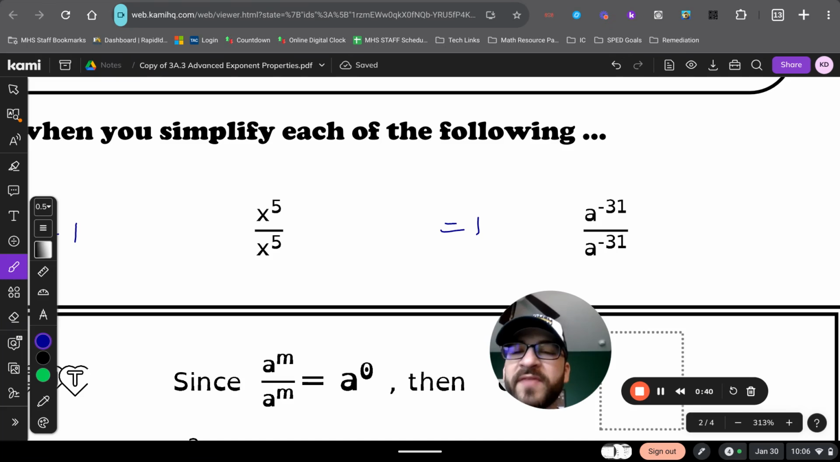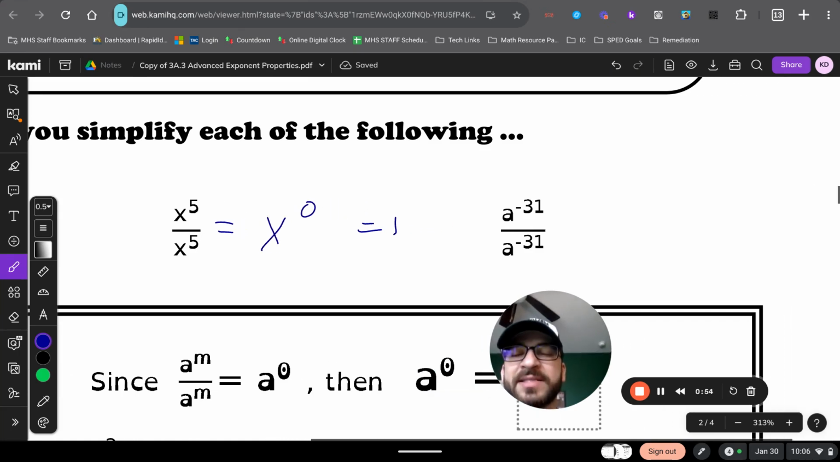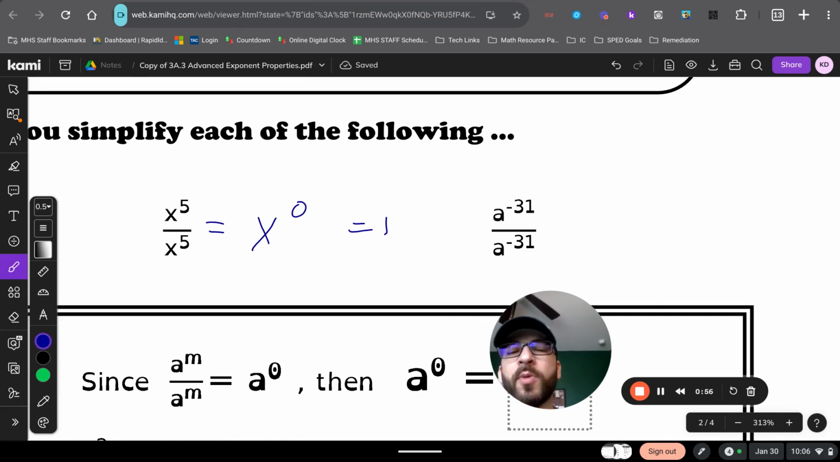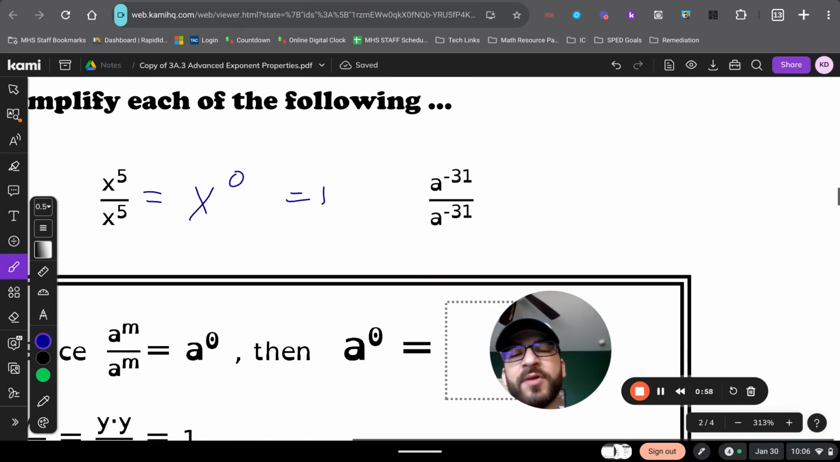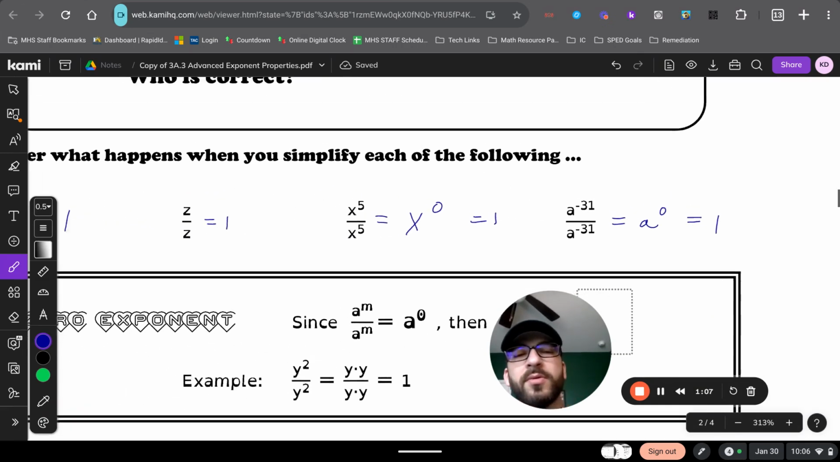But let's do a little bit of extra work. X to the 5th over x to the 5th, those exponents are being divided, so we would subtract them. So x to the 5th divided by x to the 5th would be 5 minus 5, so that would be x to the 0, which does equal 1. And likewise for a to the negative 31 over a to the negative 31, those would divide each other out, give us a to the 0, which would be equal to 1.